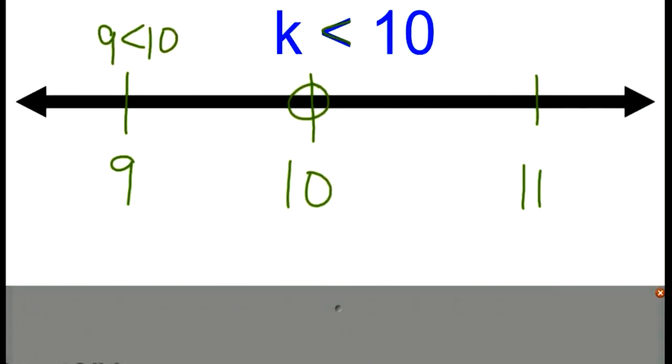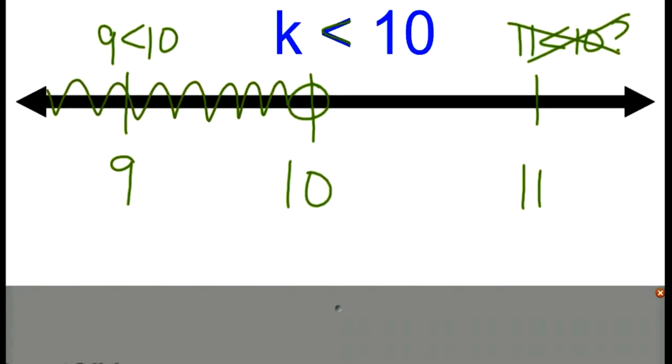k is less than 10. I have 10. I have 11. I have 9. I have an open circle because of my less than symbol. Is 9 less than 10? Or is 11 less than 10? And 9 is less than 10, so I'm shading in that direction.